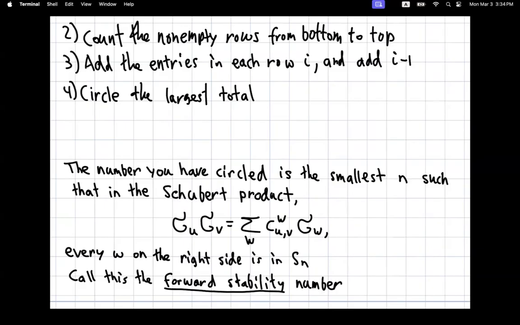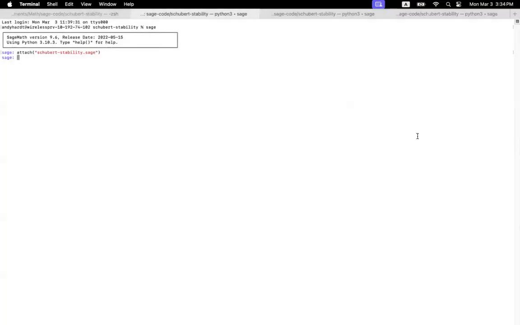Okay, before we move on, I want to check our work. Hopefully you can now see my Sage terminal? Yes. Excellent. Okay, so let's set U and V to be the permutations from above. So U is 2, 1, 5, 4, 3, and V is 5, 2, 4, 1, 3.